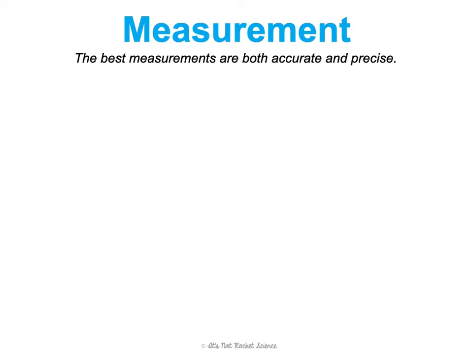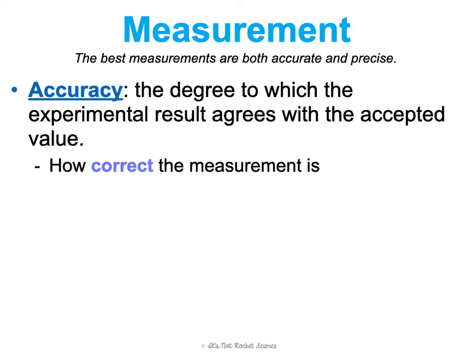accurate and precise. The best measurements that we can have are both going to be accurate and precise. When you think about accuracy, say that if I say that you got something accurate on a test, we're talking about how correct something is. So, the accuracy is going to be the degree which experimental results agree with the accepted value, or it's going to be how correct the measurement actually is.